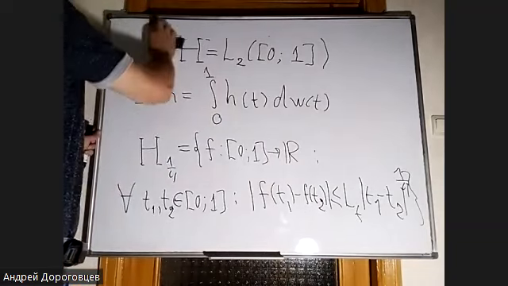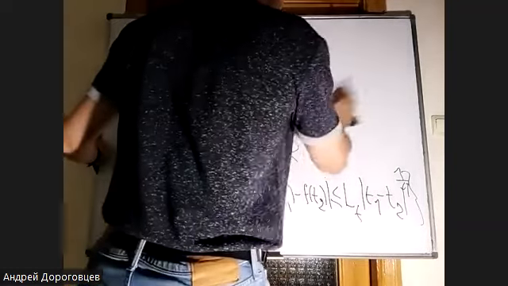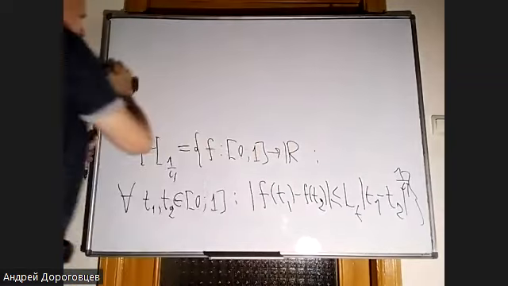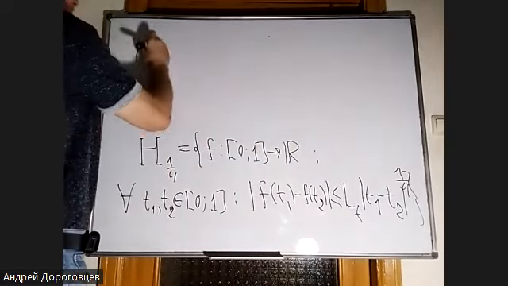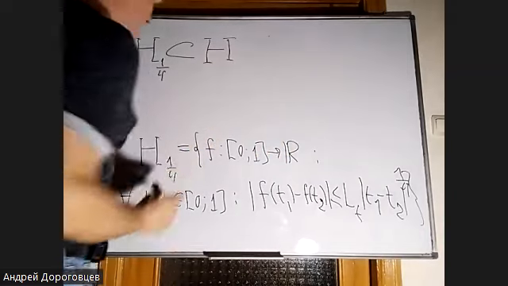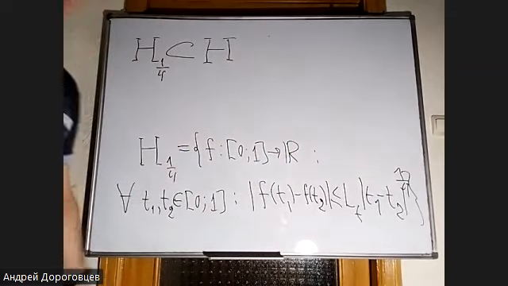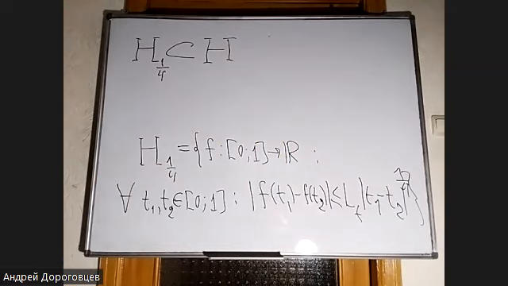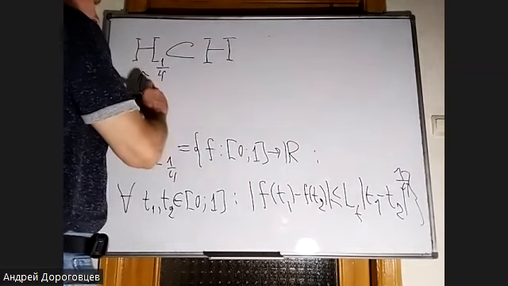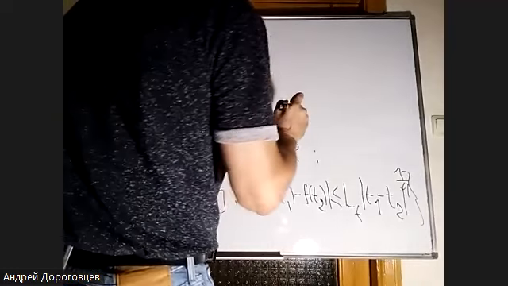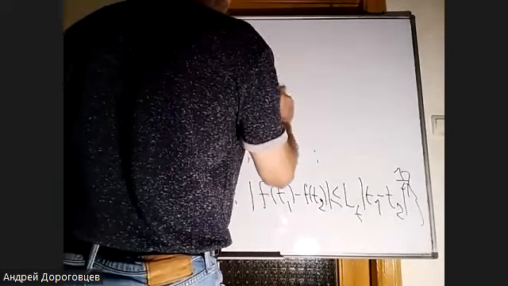Note that we have a trivial inclusion. H 1 over 4 is contained in L2, because every function from here is continuous, so square integrable. Much more interesting is the fact that it is a measurable subset. Please check this. It is a Borel subset in L2.